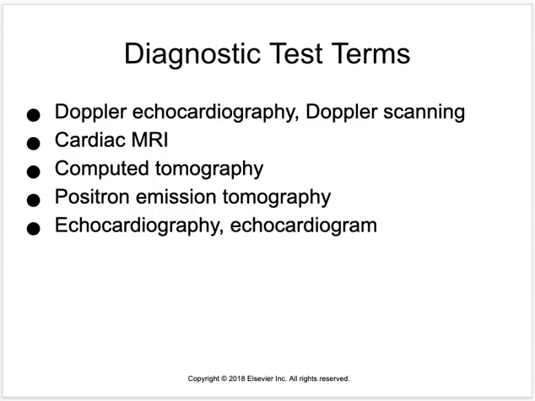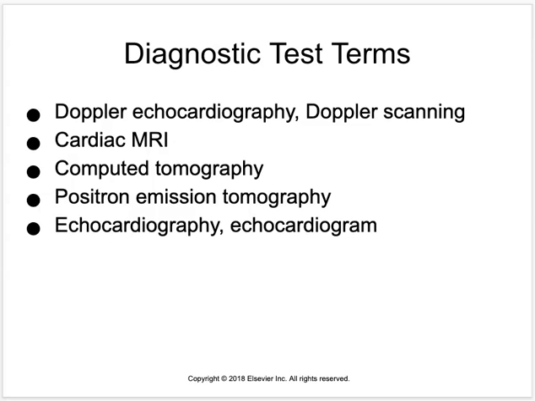Okay, so Doppler echocardiography and Doppler scanning are both ultrasound technologies used to examine the heart, but we're using a different form of sound waves than a normal ultrasound. Then we have cardiac MRI. This uses the magnetic radio frequency to create a picture. So we learned that MRI stands for magnetic resonance imaging. So this is using a big magnet to pull at the magnetic properties of our body to create a picture.